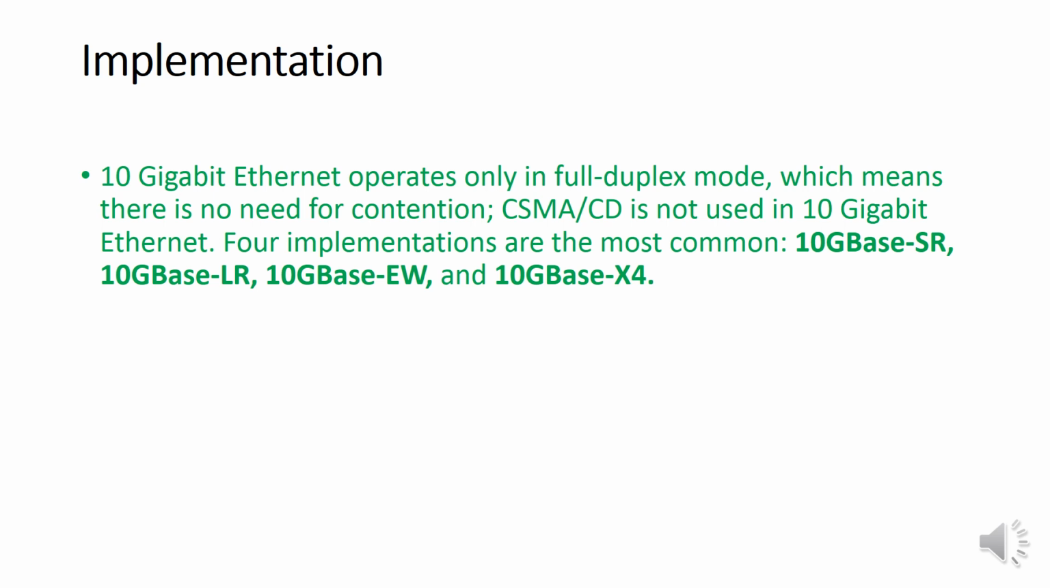10 gigabit Ethernet operates only in full duplex mode, which means that there is no need for contention. So we can avoid contention in the case of 10 gigabit Ethernet. If there is no contention, obviously there is no need of CSMA/CD in the case of 10 gigabit Ethernet. For implementation, we can use 10GBASE-SR, 10GBASE-LR, 10GBASE-EW, and 10GBASE-X4.